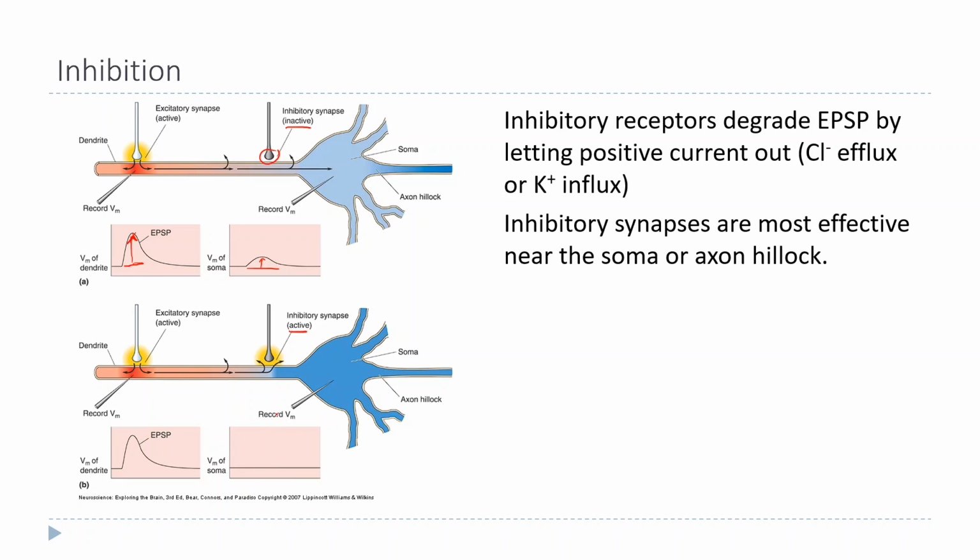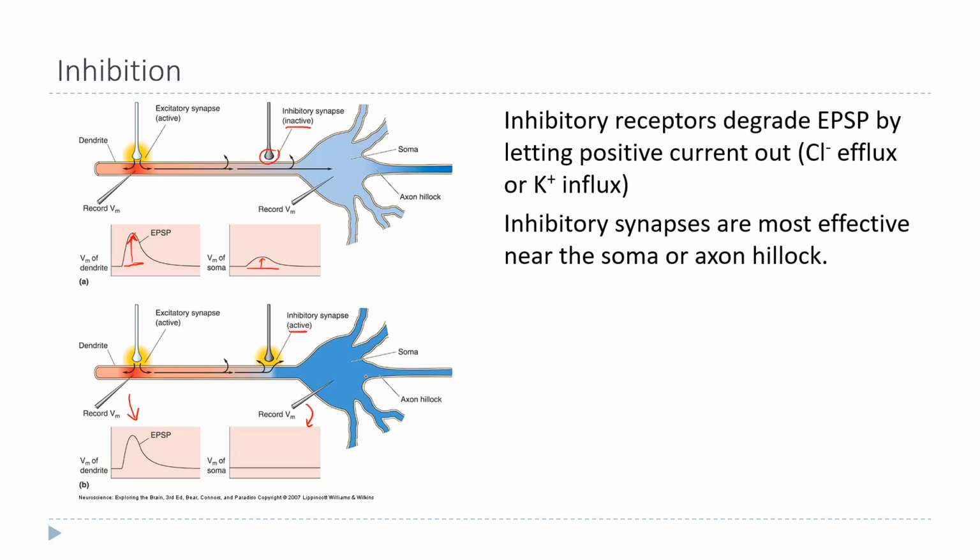What you would instead see is that even though there's this big EPSP coming from upstream, at the downstream electrode, you see nothing. You don't see any change in membrane potential at all, because the positive current caused by the influx of sodium is being canceled out by chloride coming in down here at this inhibitory synapse. And so from the cell body's point of view, there was no EPSP. It never got to the axon hillock, and so no action potential will be generated. So this is how inhibitory synapses work.